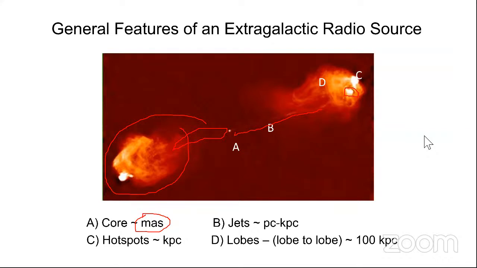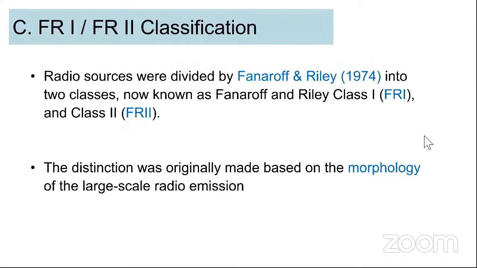That's why we need to make some kind of classification. Since 1974 we ended up with this FR1, FR2. What does FR mean? It means Fanaroff and Riley, two astronomers. They decided that, because now we have radio telescopes, we can observe thousands of sources. We need to make some kind of order in this zoo. We need to classify these objects. So they came up with a very simple classification, called the Fanaroff-Riley classification, and they found out that we can classify all of these extragalactic radio sources into two types, FR1 and FR2.